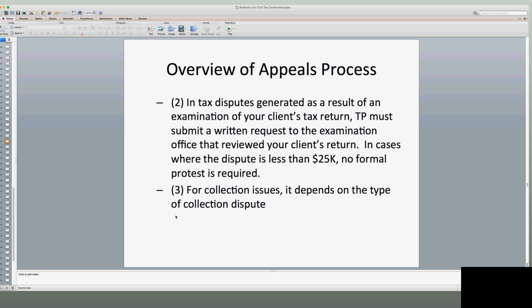Second, in tax disputes generated as a result of an exam of your client's return, the taxpayer must submit a written request to the examination office that reviewed the return. In cases where the dispute is less than $25,000, no formal protest is required. And third, for collection issues, it depends on the type of collection dispute.